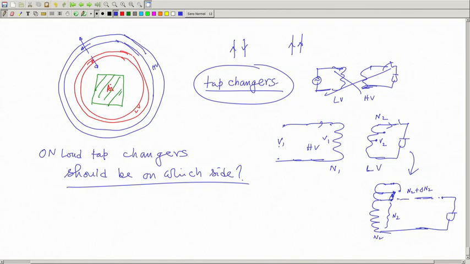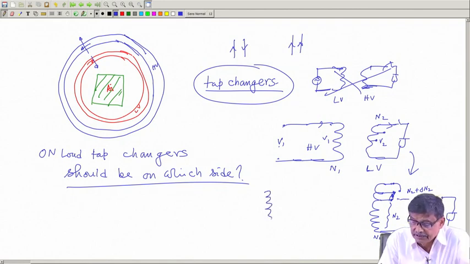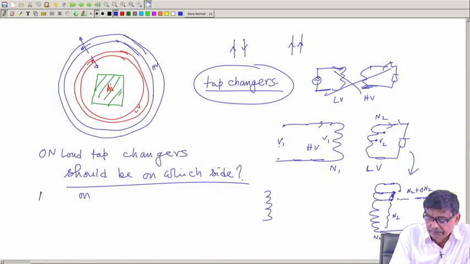Can I then do the same thing if I connect the tap changers on the HV side? Answer is, on the HV side.